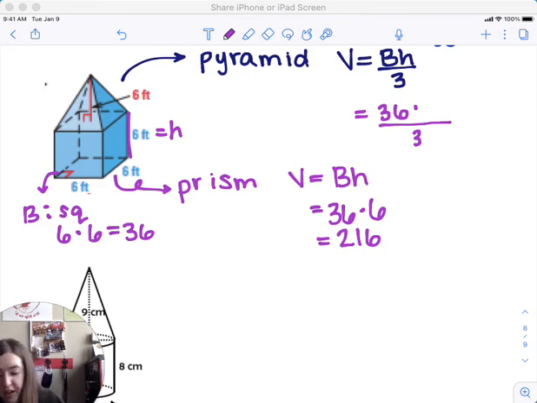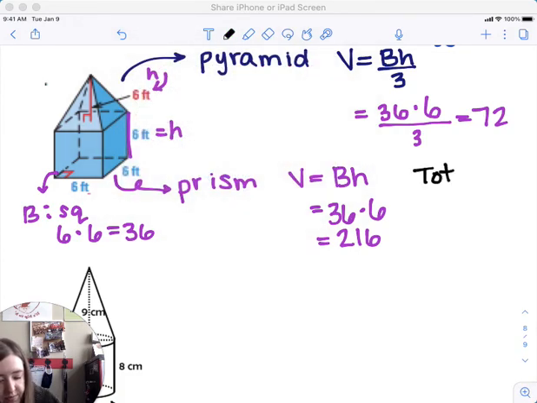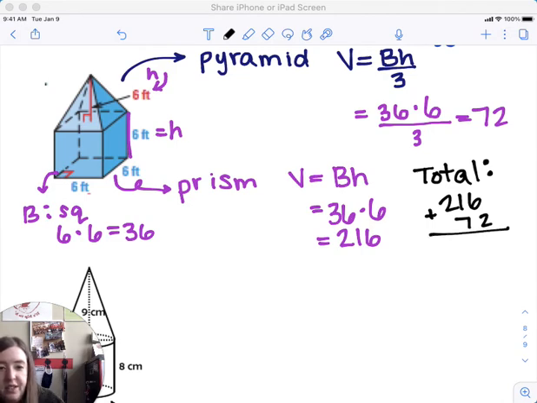Now, the height of the pyramid, we can see right here that the height of my pyramid is 6. So we'll pop him in. So 36 times 6 divided by 3 for the volume of the pyramid is going to give me 72. Good deal. So now for the total, we'll take the volume of that cube and add the volume of the pyramid to it. Take 216 plus 72, and we'll get 288 for our total volume.